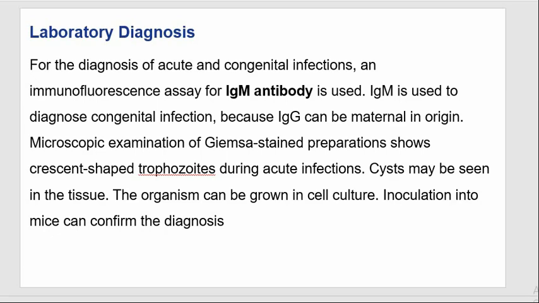Cysts may be seen in the tissue. The organism can be grown in the cell culture. يمكن أن أنا آخذ هذه السيل أو السيست وأسوي لها culturing، وبالتالي يمكن أن يتطور هذا الطفيلي إلى الأطوار الأخرى. طريقة أخرى أنه inoculation into the mice can confirm the diagnosis. يمكن استخدام الحيوانات المختبرية مثل المايس حتى أشخص الإصابة بالتوكسوبلازما غوندي. هذا بالنسبة إلى التوكسوبلازما غوندي أو مسبب of toxoplasmosis.